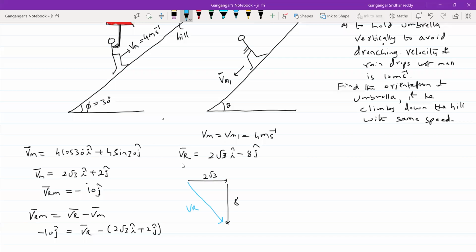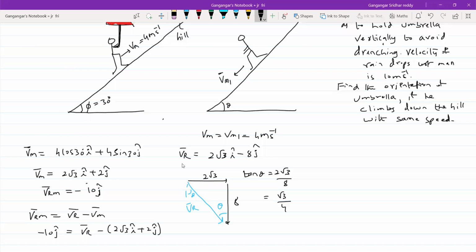So let me take the angle made by the rain with the vertical. Let me call that theta. So tan theta here. Sir, won't VR bar be 2 root 3 i cap minus 12 j cap? Minus 2 j cap, when it goes to the left hand side, will become plus 2 j cap. Okay, sorry, no problem. Yeah, tan theta will be root 3 by 4. This is about the direction.